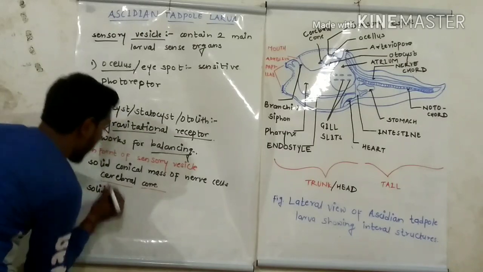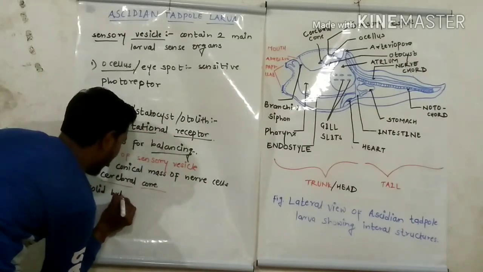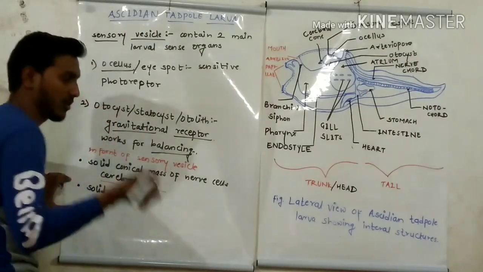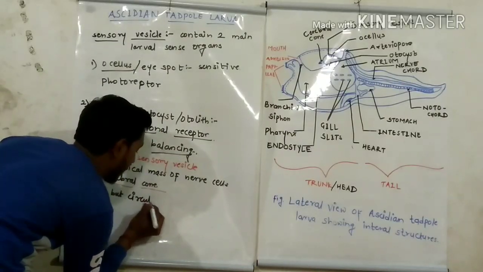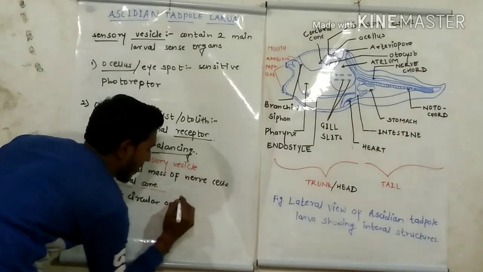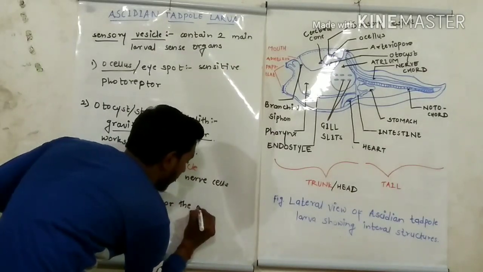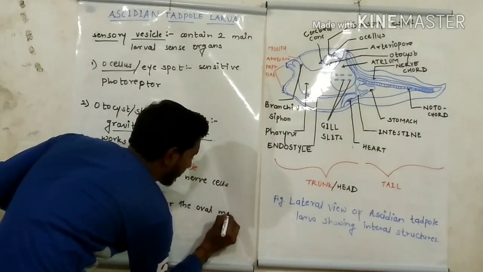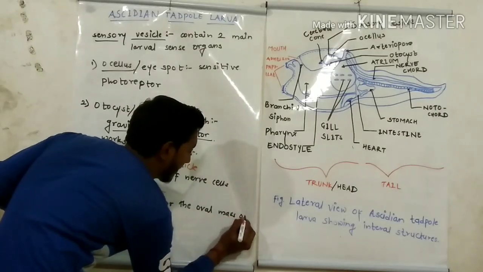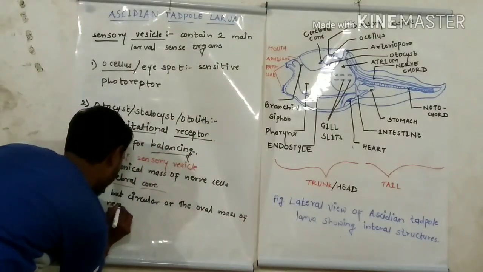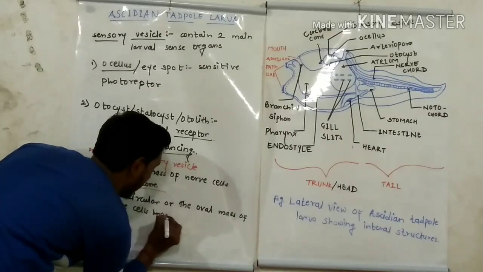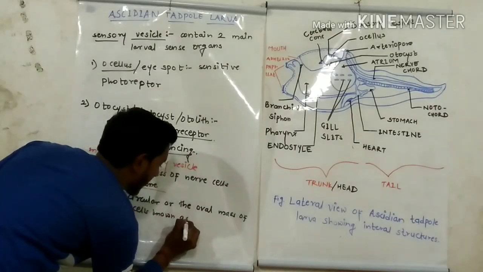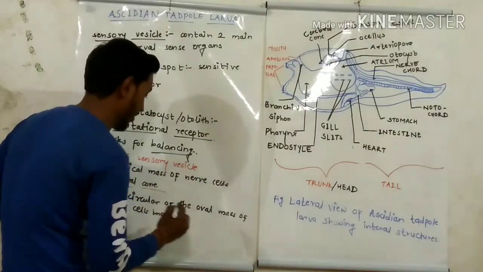It is also solid, but a circular or oval mass of nerve cells, known as visceral ganglia.